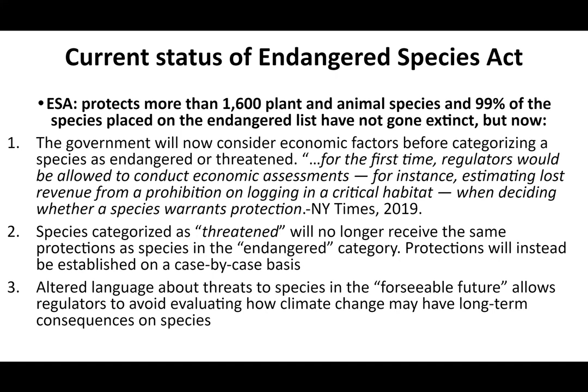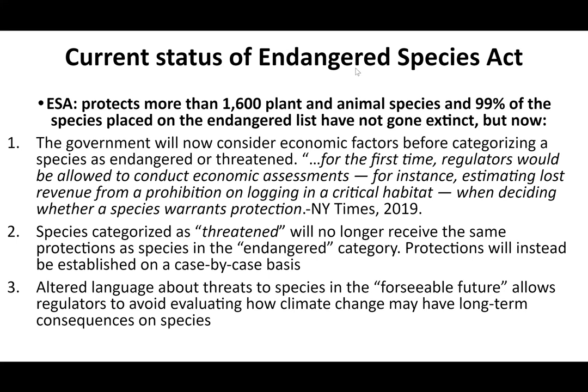Now, just to highlight, that sounds like a lot, right? But just to put this in perspective, there's about 1.2 million species on the planet. So 1,600 of them are on the Endangered Species Act. That's not a huge proportion, right? But the Endangered Species Act is actually really, really successful. It's one of the few environmental policies that has a ridiculously high success rate.